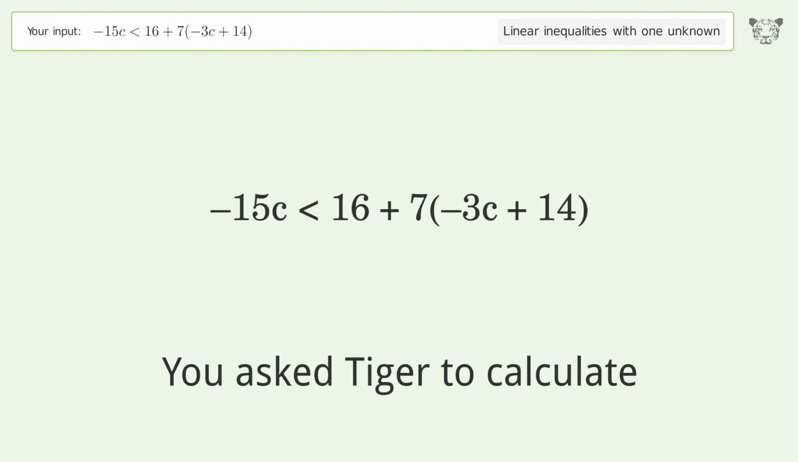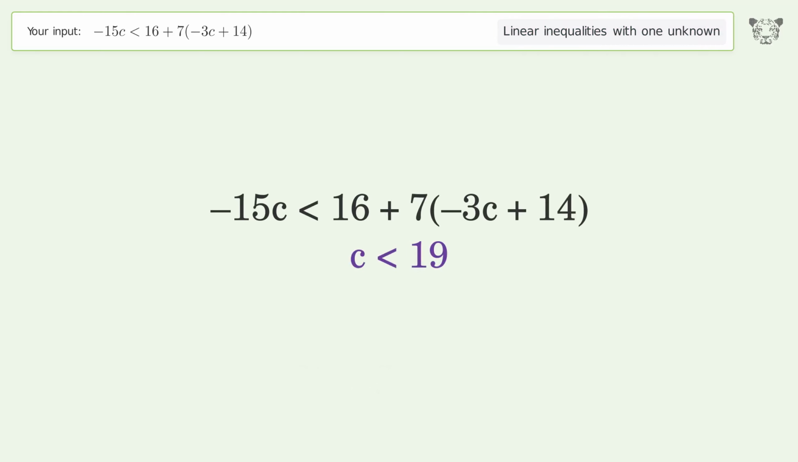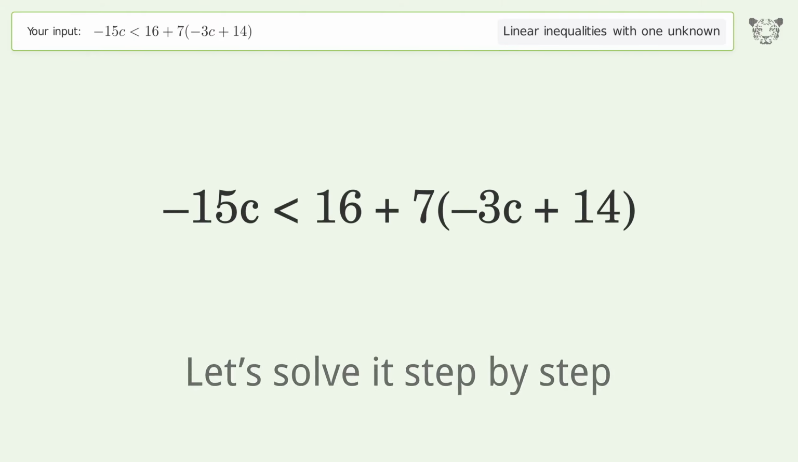You ask Tiger to calculate. This deals with linear inequalities with one unknown. The final result is c smaller than 19. Let's solve it step by step.